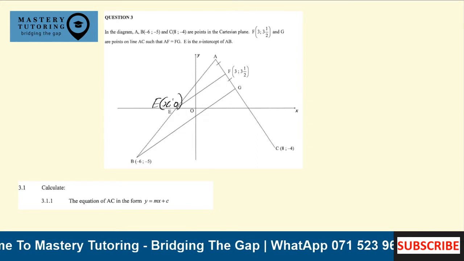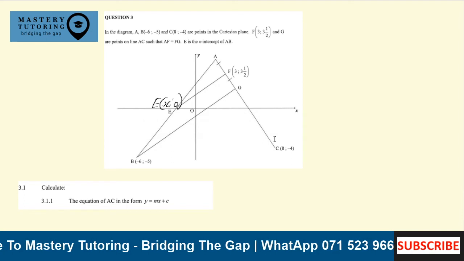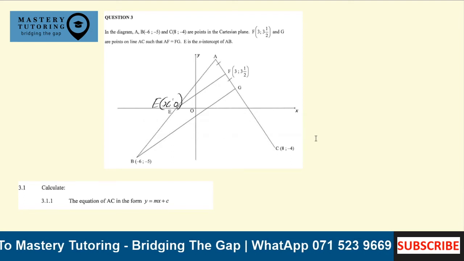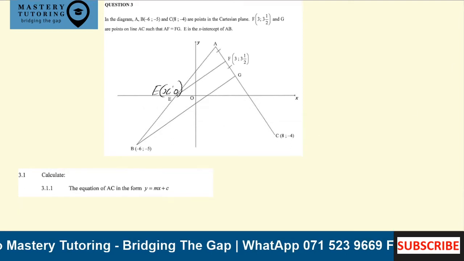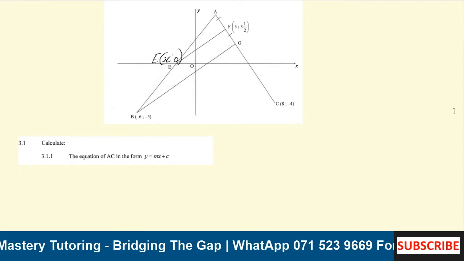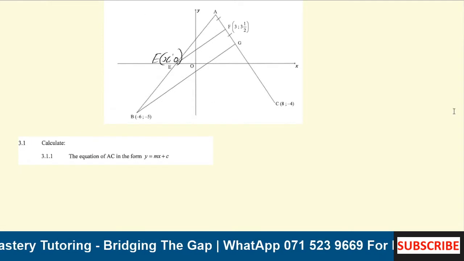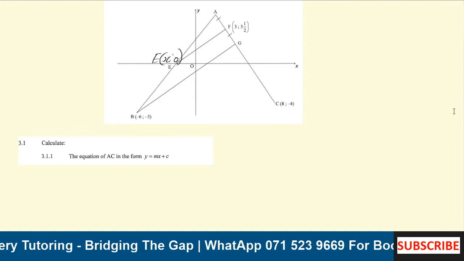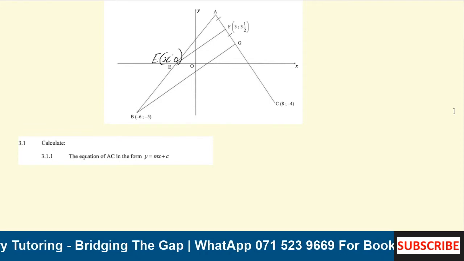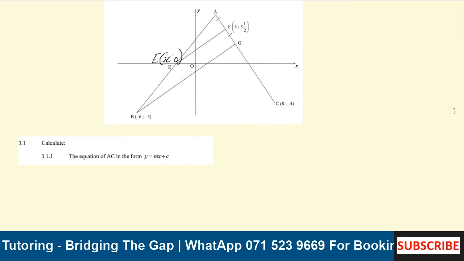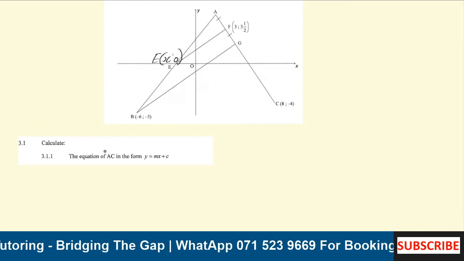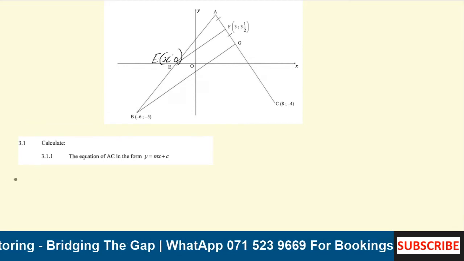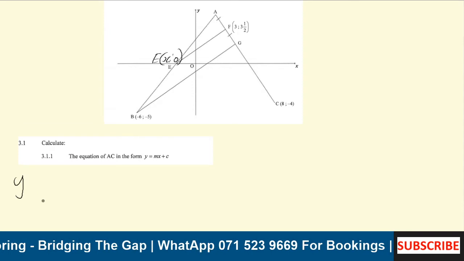Now question 3.1 says, calculate the equation of AC in the form y = mx + c. The form y = mx + c is the equation of a straight line. So now we need to go right ahead and do it. With an equation of a straight line, you need to have the slope. So the equation of line AC is going to be calculated in this way.